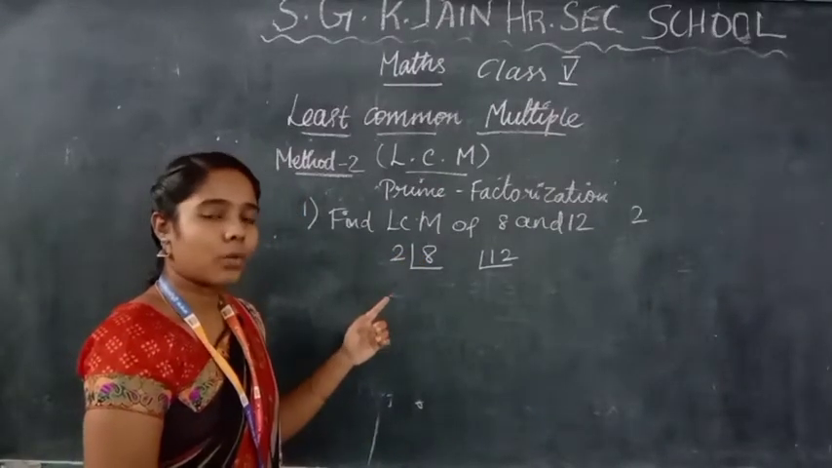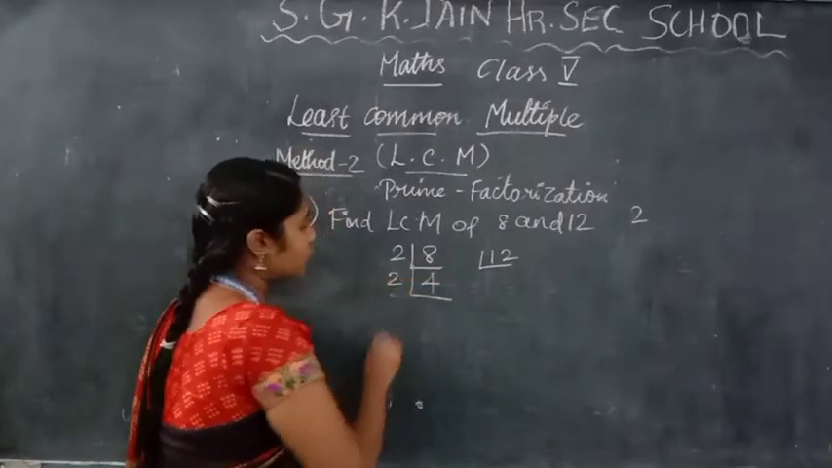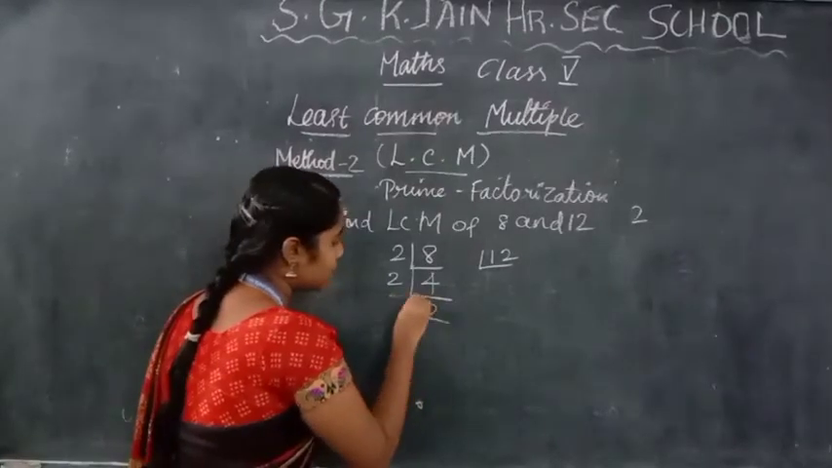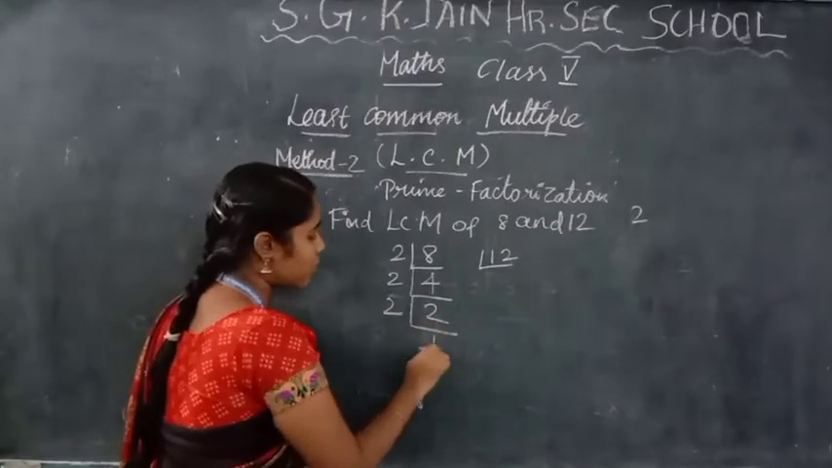So we are going to see 8 will go in 2 table. Yes, it will go how many times? 4 times, right? So 2. Again 4 will go in 2 table. Yes. How many times? 2 times. Next 2, it will go, right? So how many times? 1 time.